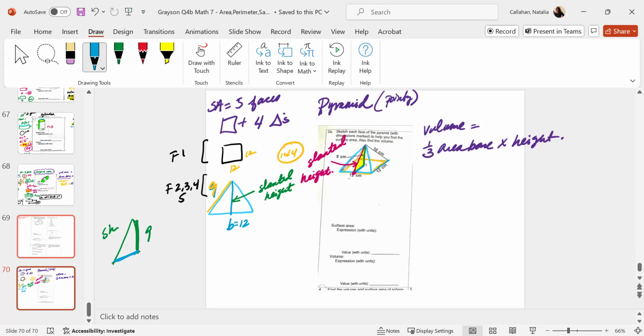This part is 12. Half of 12 is? Do you see that? So to find that, either do 9 squared plus 6 squared equals slanted height squared.